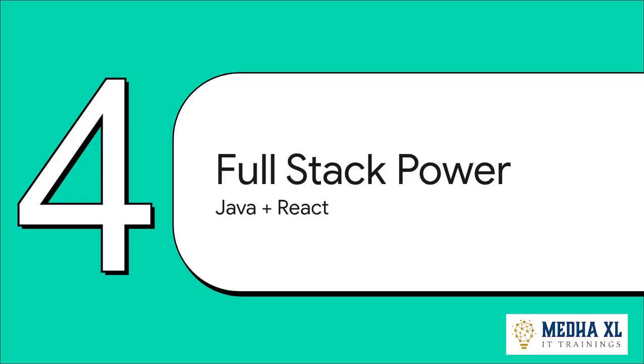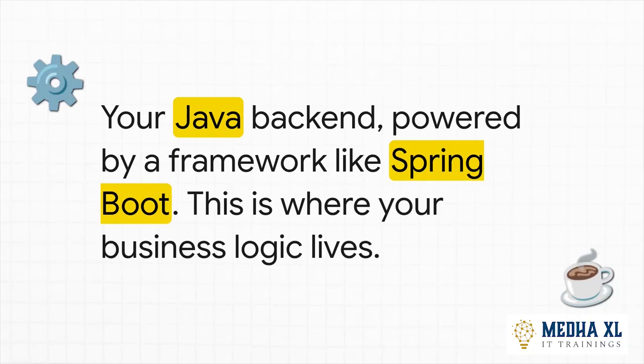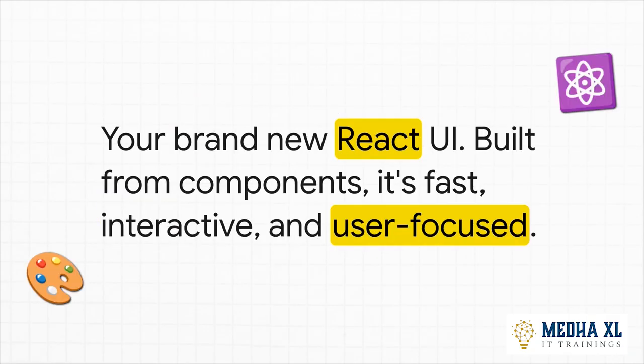Okay, so we've got our powerful Java backend, and we've got our super flexible component-based React front end. Now for the fun part. Let's connect them and see what true full-stack power actually looks like. So on one side, you have your home turf, the Java backend. Maybe it's powered by a framework like Spring Boot. This is where all your business logic lives, where you talk to the database, where all the real heavy lifting happens. And on the other side, we have our shiny new React UI. It's built from all those little components we just talked about. It's fast, it's interactive, and its entire job is to give the user the best possible experience.